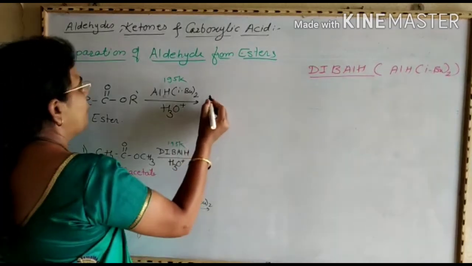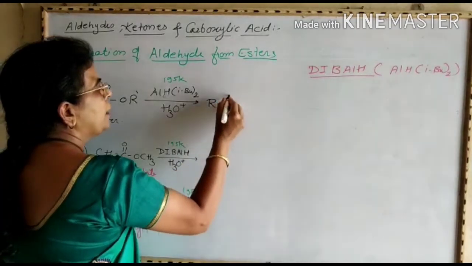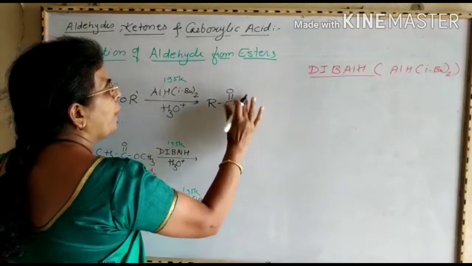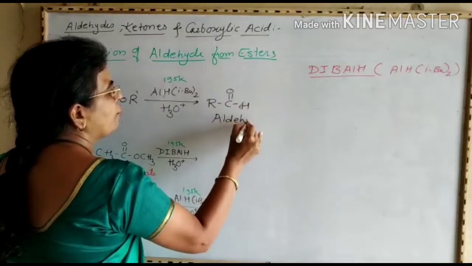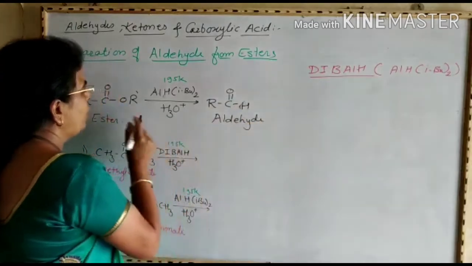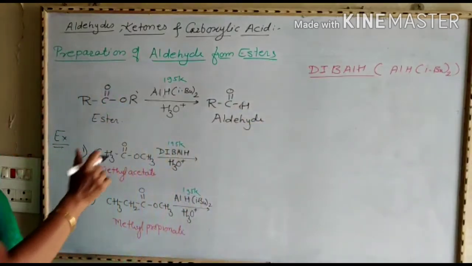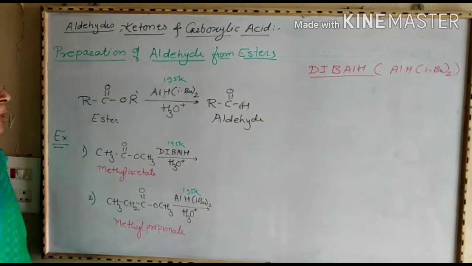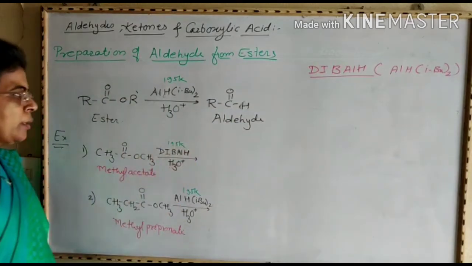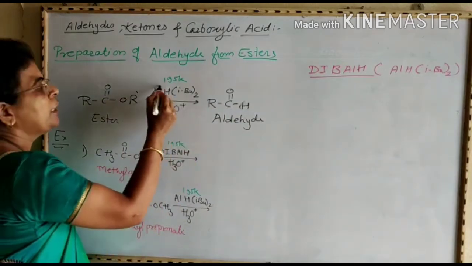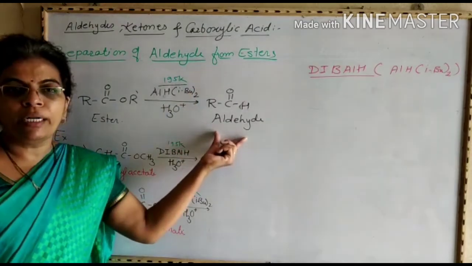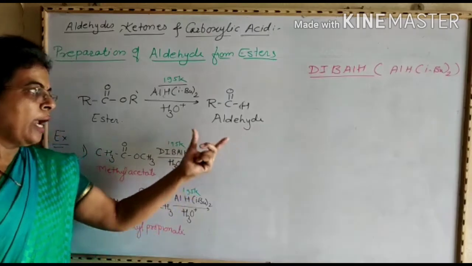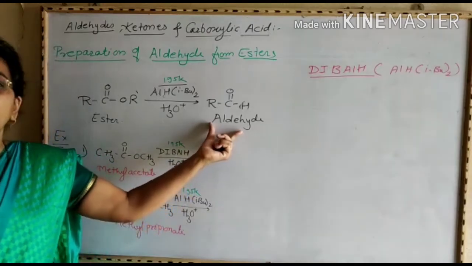Here RCHO is formed, that is, it is an aldehyde. That is, direct reduction of ester is carried out in presence of diisobutyl aluminum hydride into aldehyde. This reaction is carried out generally at 195 Kelvin temperature so that further reduction of the aldehyde is not carried out and we get only the aldehyde as a product.